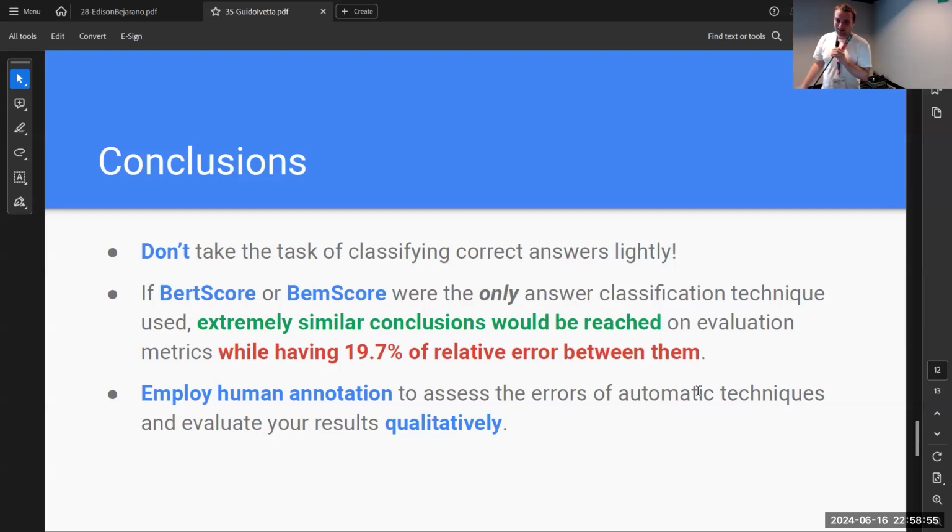So my conclusion is that you should employ a human annotation, and you should actually qualitatively assess your answers and your results. Don't just take the metric. That's the thing that I learned the most.